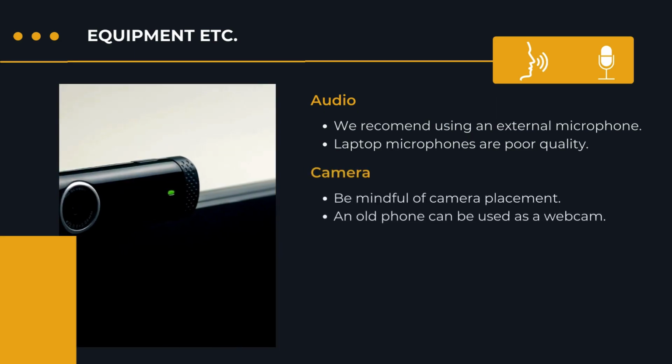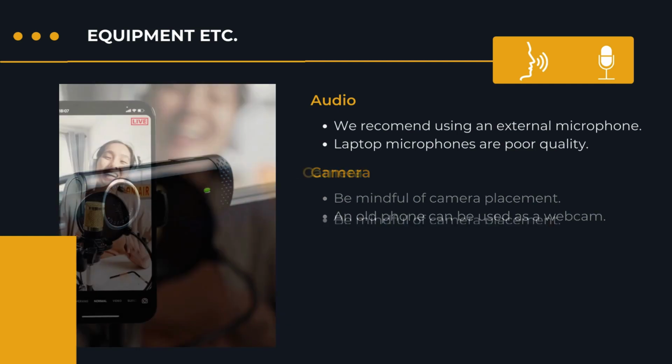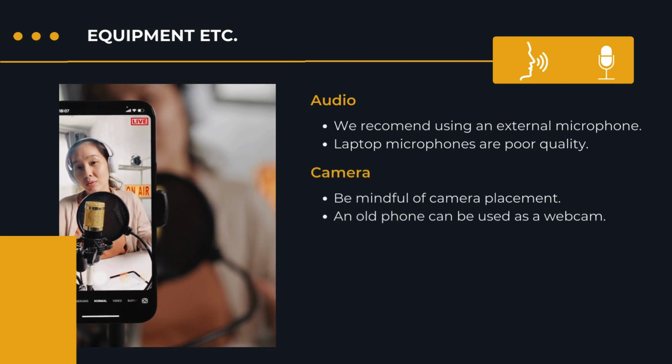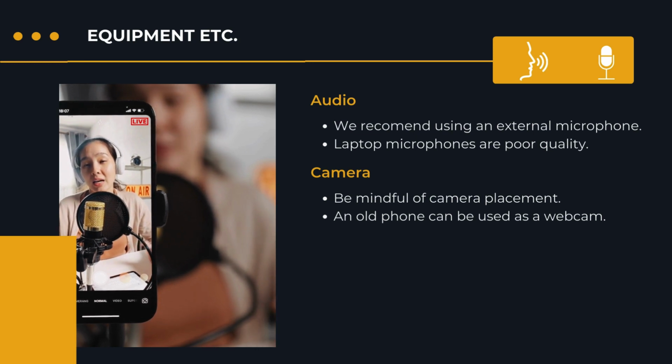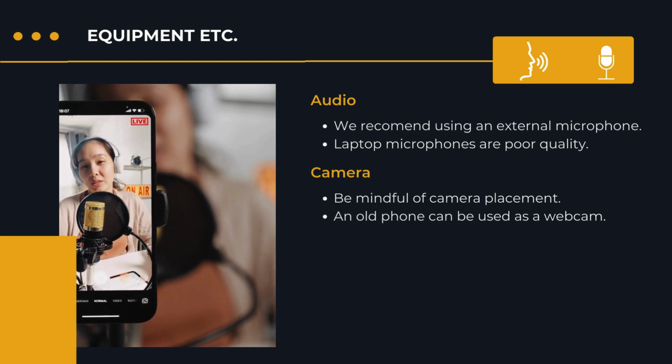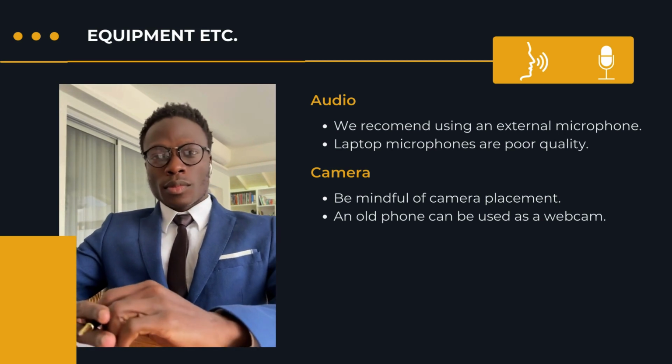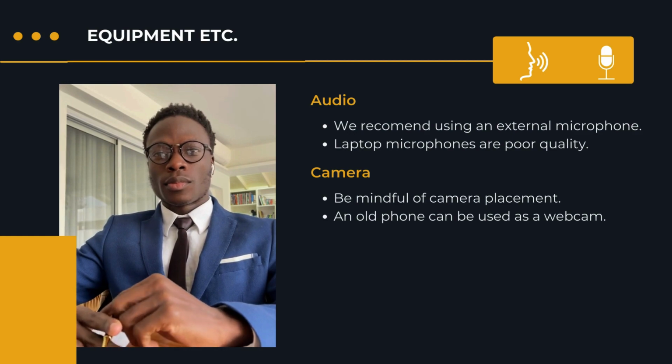A webcam is necessary if you intend to appear on screen. And again, you can use your phone's camera for better quality. Connecting your phone to your computer as a video source is an easy way to get better audio and video quality. Camera placement is also important. Make sure to position the camera where you look good. Pay attention to what is behind you and try to make eye contact with the camera.